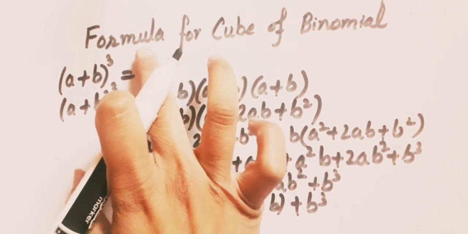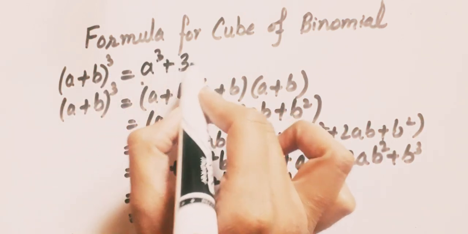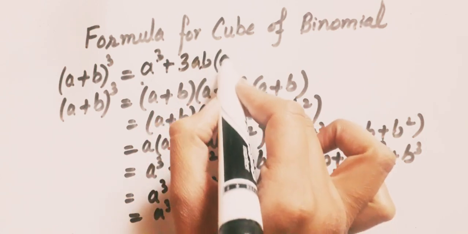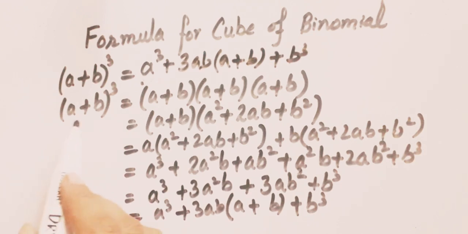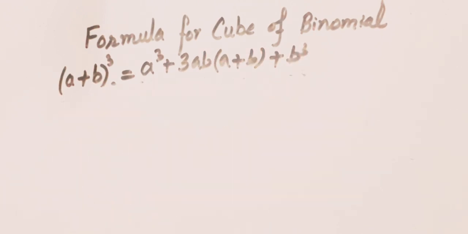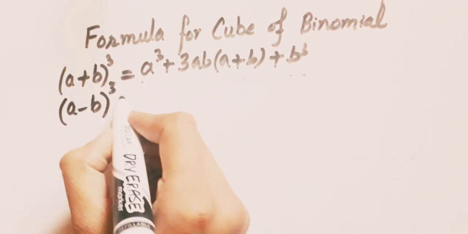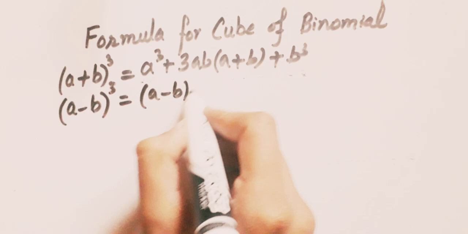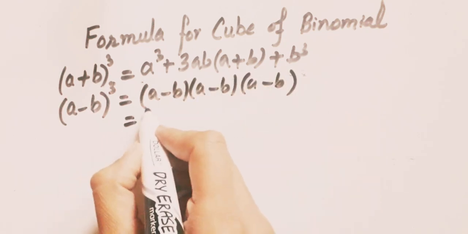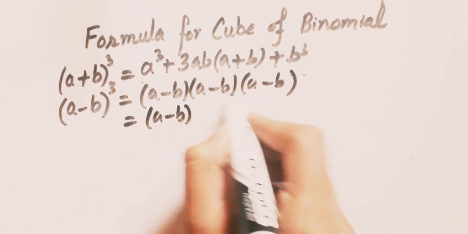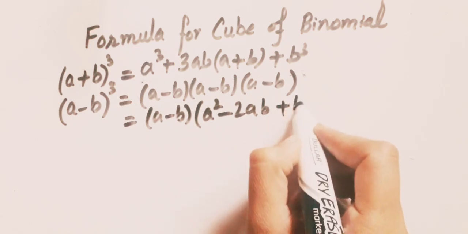We will write this formula here, that (a plus b) whole cube is equal to a cube plus 3ab into (a plus b) cube. Now we will derive the formula of (a minus b) whole cube. Now (a minus b) whole cube is equal to (a minus b) into (a minus b) into (a minus b). So (a minus b) into (a minus b) is equal to a square minus 2ab plus b square.